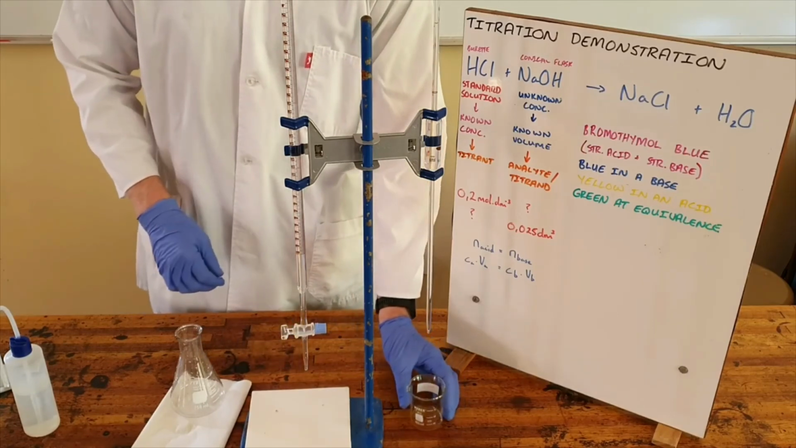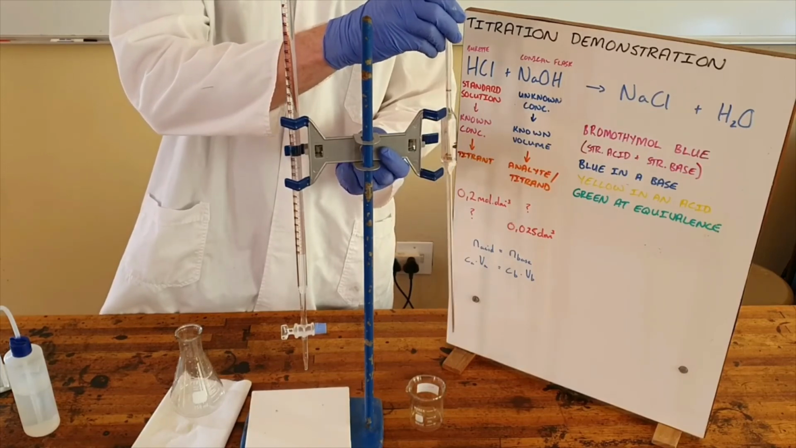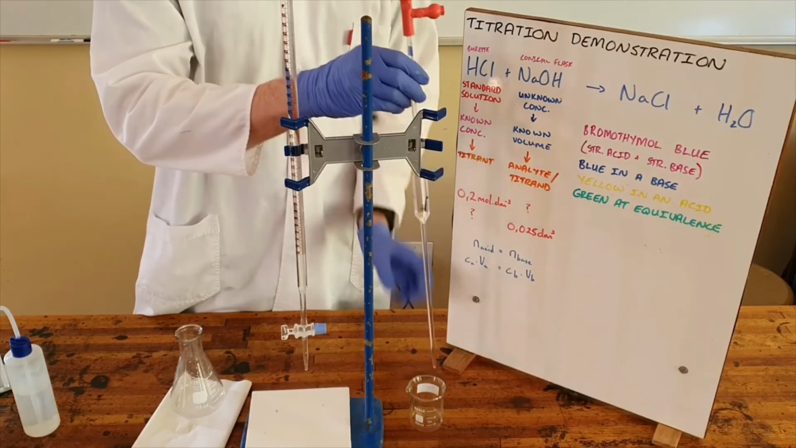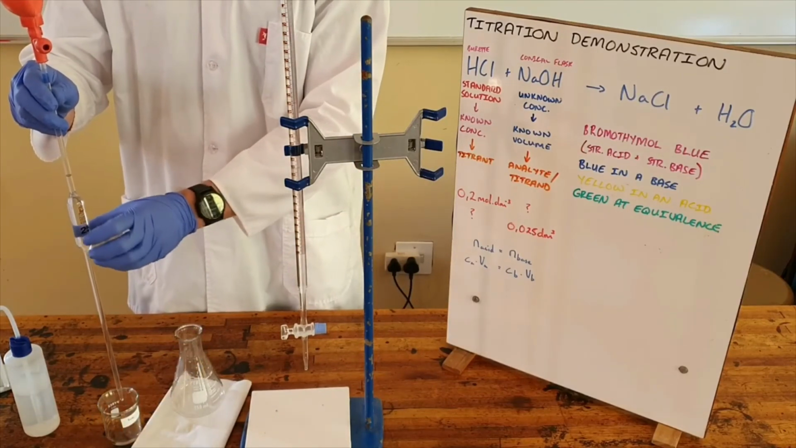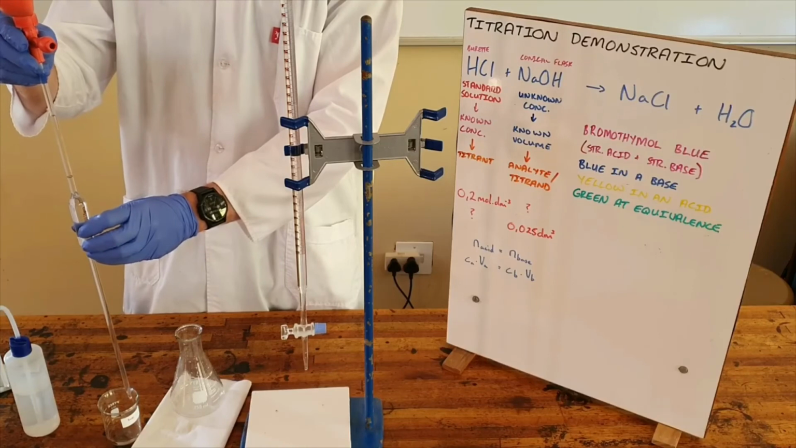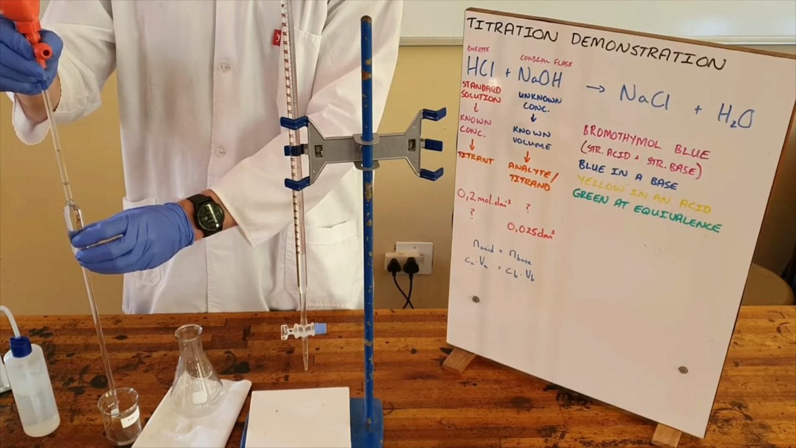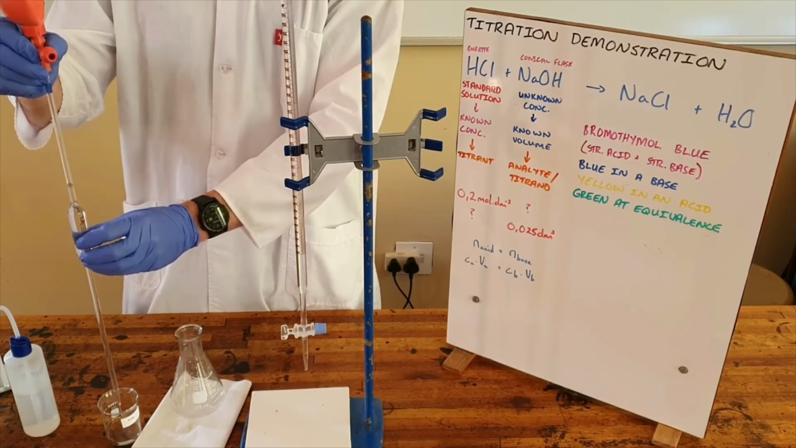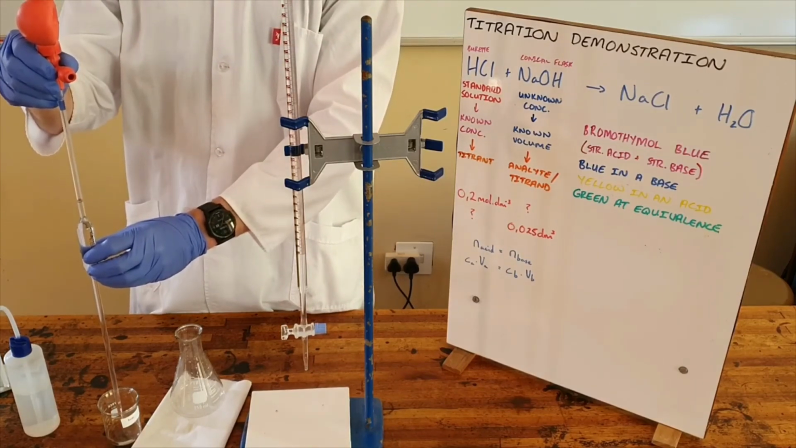So in order to get the known volume of sodium hydroxide, we use a pipette, and this pipette is marked as 25 milliliters, or 0.025 cubic decimeters. We use this pipette filler to ensure that the pipette quantity exactly aligns with what it is marked as. We also ensure that it is the bottom of the meniscus that aligns with that mark.